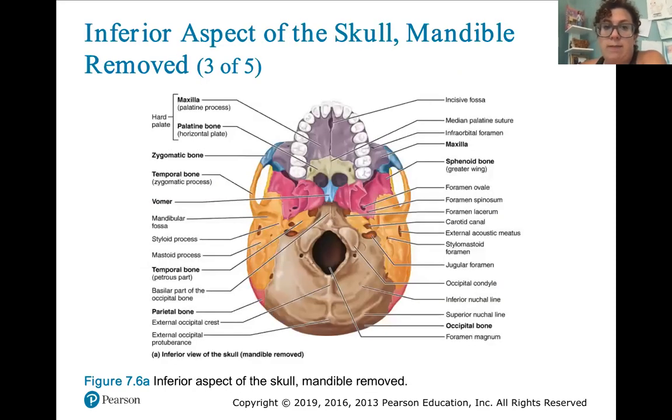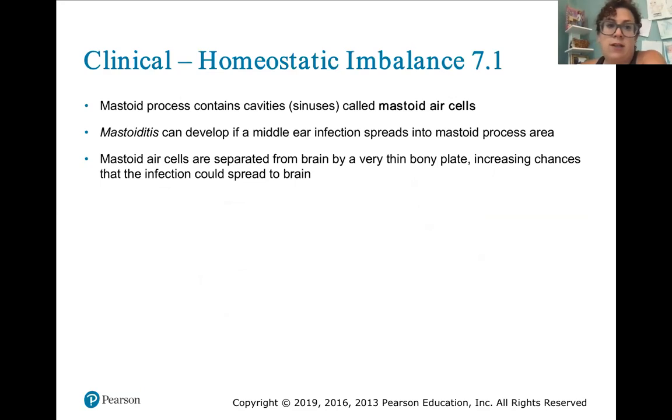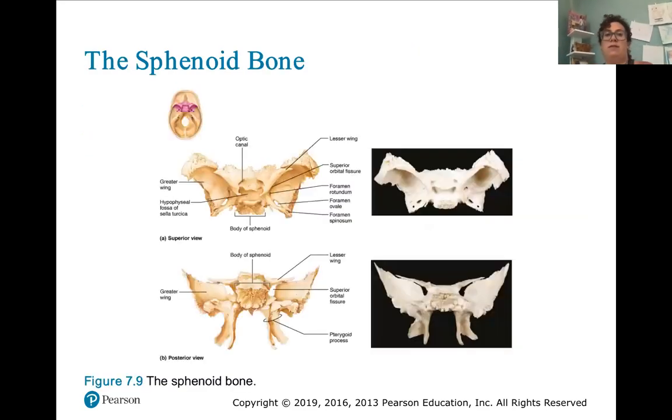Okay, and this is the bottom view. So now this is a better look at what our hard palate will look like. So we have the palatine bone and the maxilla, which make up the hard palate. Back here, we'll get into that when we do more of the ear, nose, and throat section, is going to be the soft palate. Okay, and as I said before, mastoiditis is a big deal.